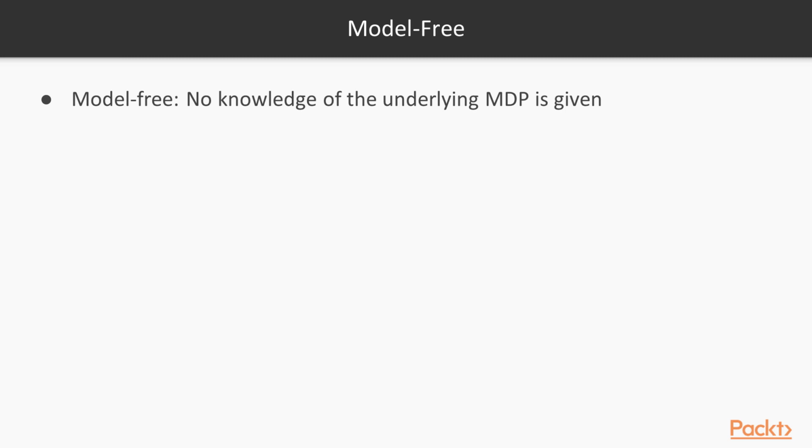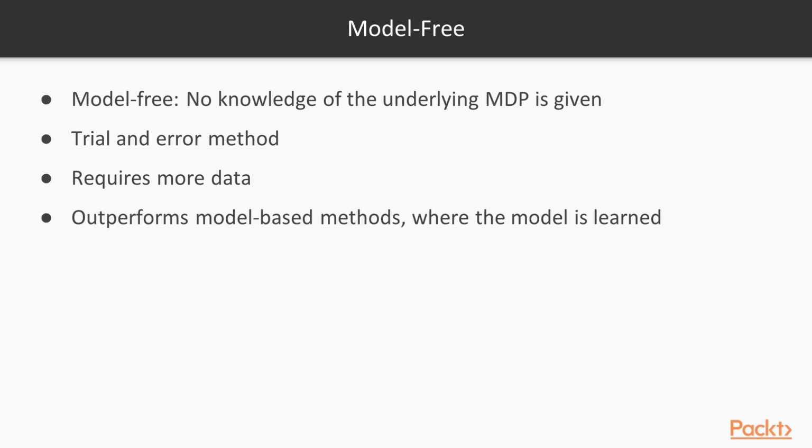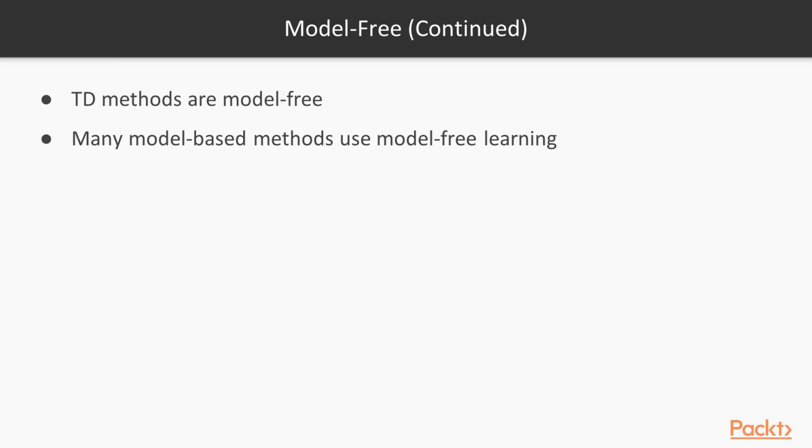In model-free, no knowledge of the underlying MDP is given. The agent uses trial and error to learn. Model-free methods require more data, but generally outperform model-based methods when the model is learned. TD methods are model-free. Many model-based methods use model-free learning as part of the algorithm, so it isn't always a clear distinction between model-free and model-based. An open problem in RL is how to harness the efficiency of models while getting the superior results of model-free methods.